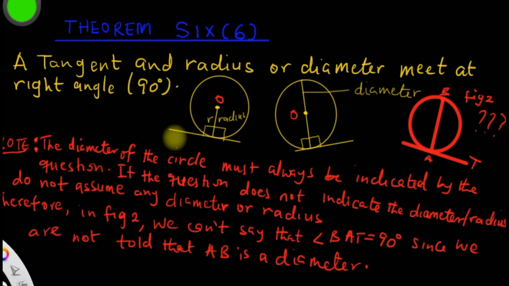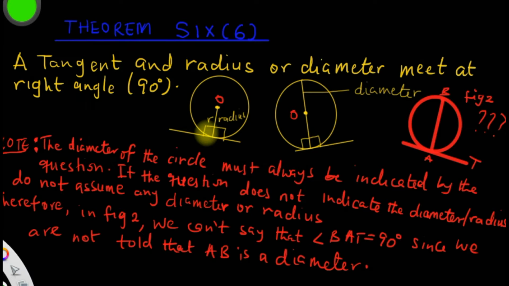If you have a circle and a tangent is drawn to the circle, then the radius and the tangent always meet at a right angle. Or the diameter and the tangent will meet at a right angle, or 90 degrees. That is what this theorem means.